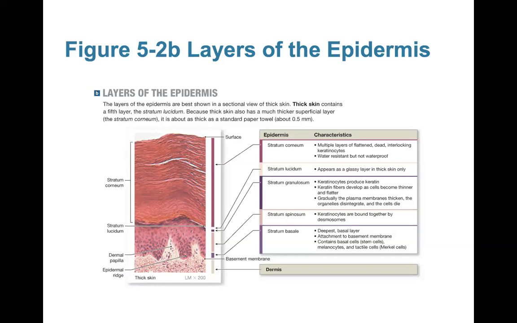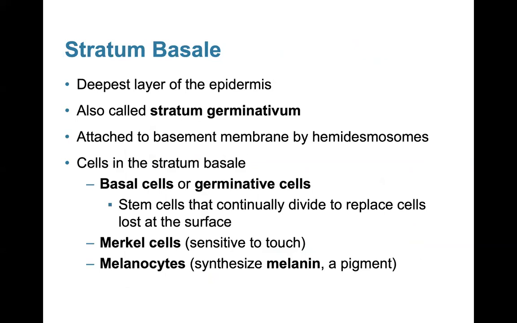The stratum lucidum appears as a glassy layer in the thick skin, and remember that's only in the thick skin. And then finally, the stratum corneum, this is multiple layers of flattened, dead, interlocking keratinocytes. These cells have been pretty much filled with the protein called keratin. This is what allows for water resistance to the skin. So again, the next couple slides just go over the various layers that I just went over.